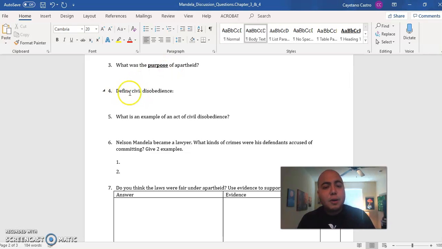For question 4, define civil disobedience. You're going to find that in the text. Question 5, what is an example of an act of civil disobedience? You're also going to be given examples in there. Question 6, Nelson Mandela became a lawyer. What kinds of crimes were his defendants accused of committing? Give 2 examples. Again, you're going to find this in the text.